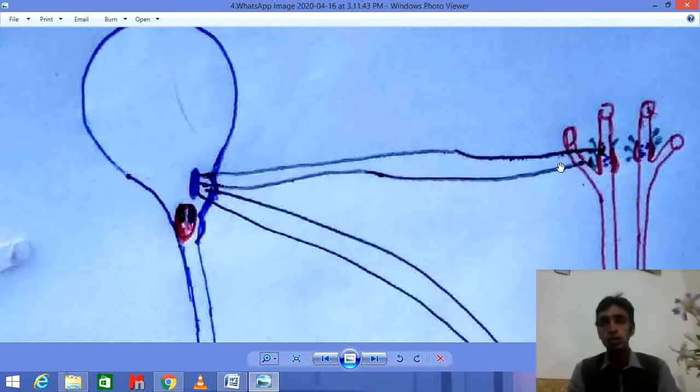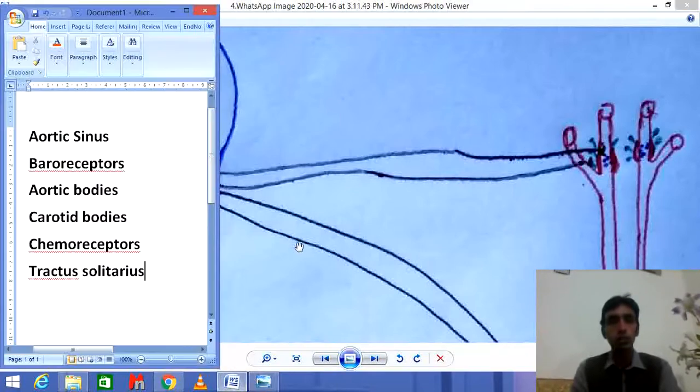The neuronal fibers, the neurons which are responsible for the passage of this action potential from these bodies to Tractus Solitarius, have different names. The neuron which transfers the signal from the baroreceptor or the chemoreceptor of the carotid sinus to Tractus Solitarius is actually the glossopharyngeal nerve.